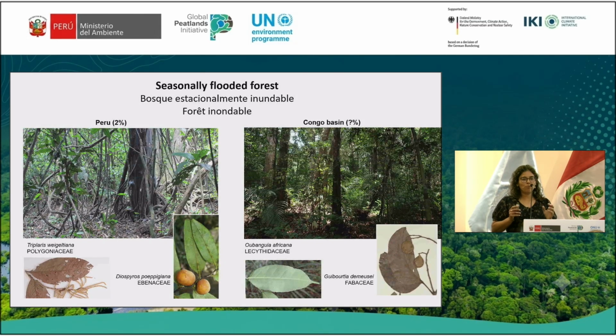And also, more rarely, we find peat in seasonally flooded forests. Seasonally flooded forests can be extensive in these wetland areas, but those that behave like swamps are quite rare. In Peru, they represent only 2%, in small patches. They're also dominated by trees, and they're different in composition, so they can be distinct. In the Congo Basin as well, Chris has reported the presence of these ecosystems with peat, and we have set up some plots, and there are other species that dominate in these areas.